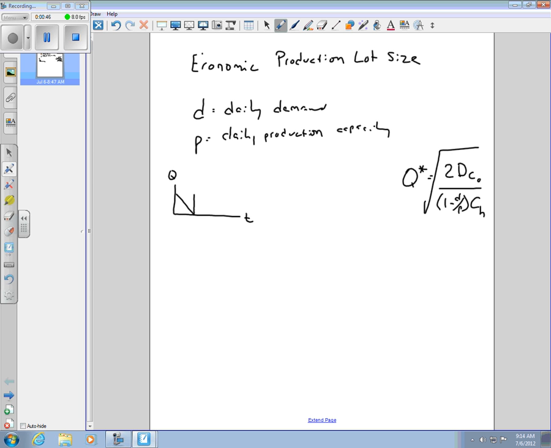So our inventory jumps back up. And then we use it up over time. Our inventory level goes down over time. We get another order, instantaneous replenishment, and we'd use it up over time. And that was the EOQ model.